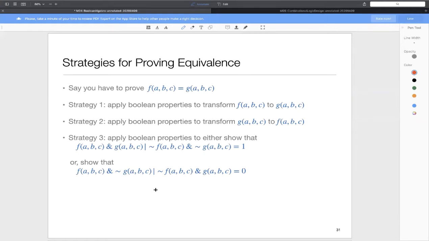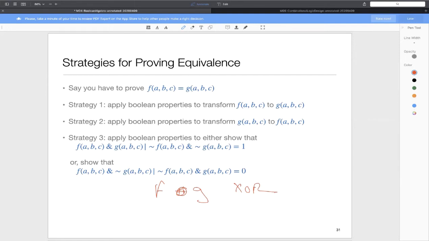So this is really XOR of f and g. Okay, so we are saying that XOR of f and g is 0, which is another way of saying they are not unequal. So therefore they're equal. Again, this tends to be easier.